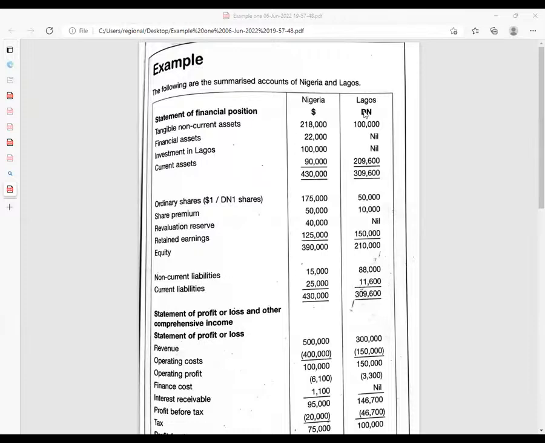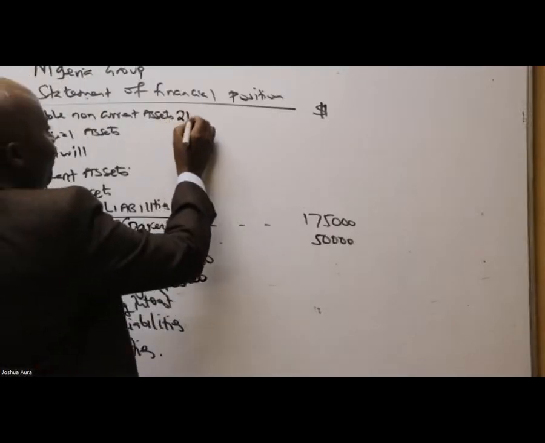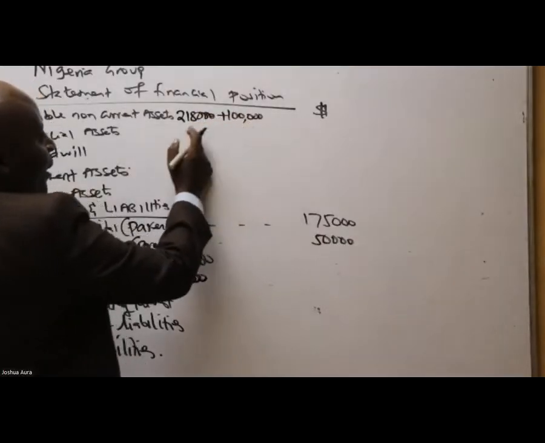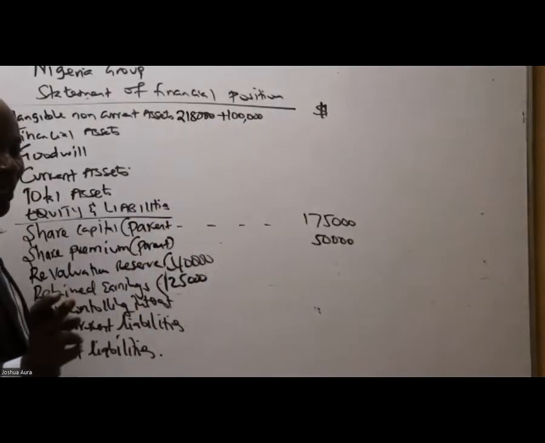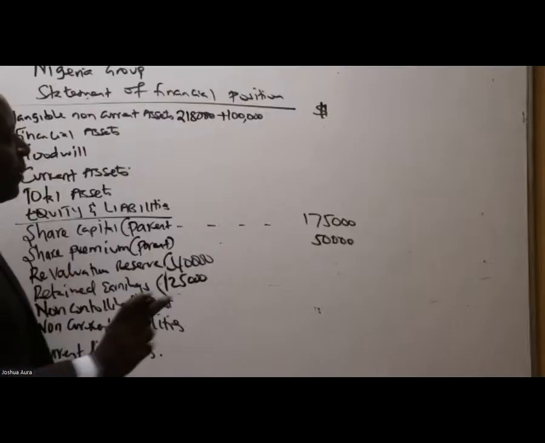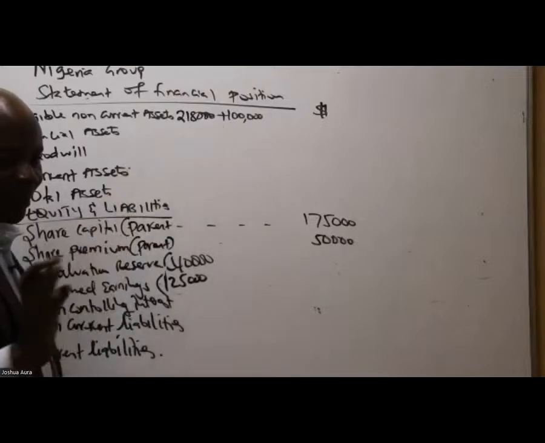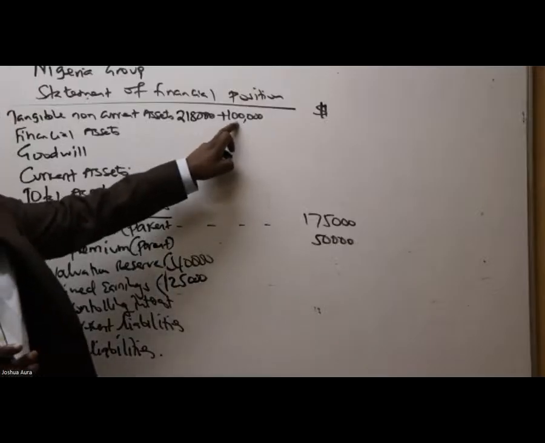So please combine the two. 218,000 plus 100,000, because consolidation is all about adding. But now remember that these currencies are not compatible. You can't do that. Remember, these are dollars and these are DNs. They're not compatible, meaning that I have to translate this 100,000.